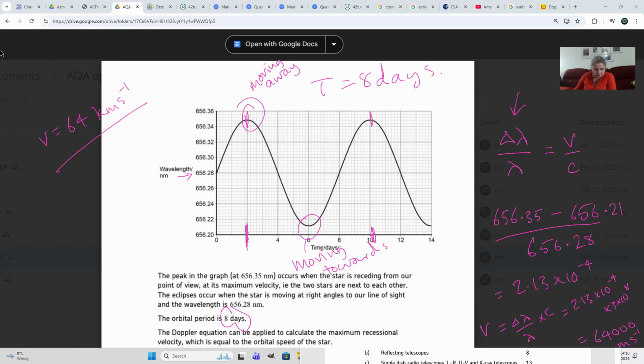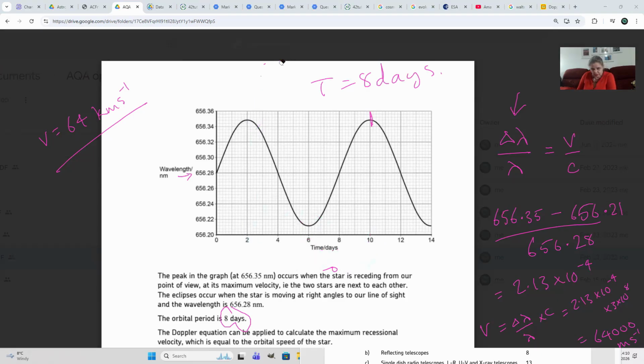Let me clear away all of this because it's just going to get in the way of you reading the next bit when I move it up.